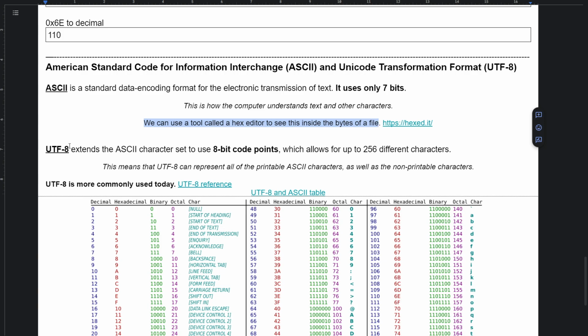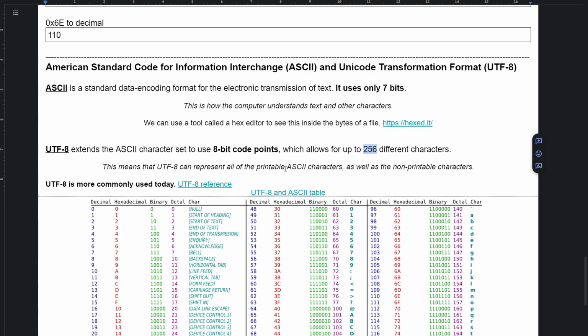UTF-8 is what extends that ASCII character set. So basically it doesn't change anything, it just extends it, and instead now uses all 8 bits which allows up to 256 different characters. And of course, we have much larger sets than that to represent things like emojis and all the stuff that we play around with nowadays. But this is the easiest way to step into this world, with something simple like UTF-8 and ASCII.